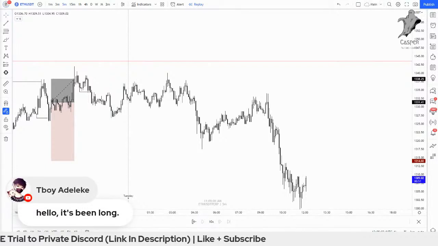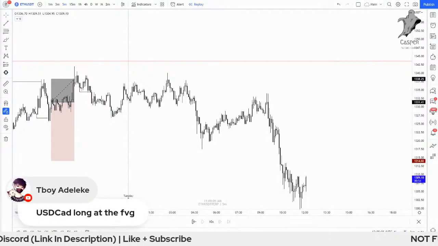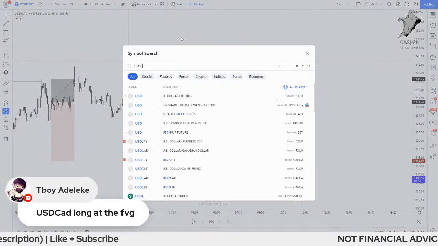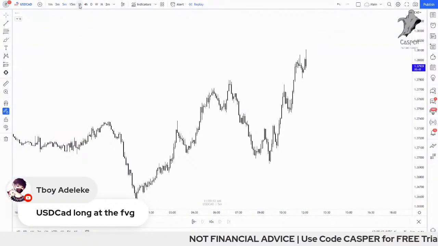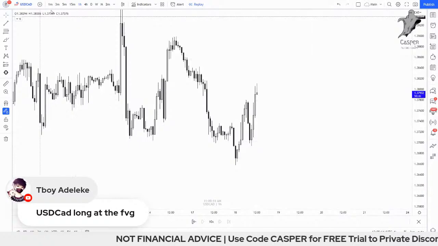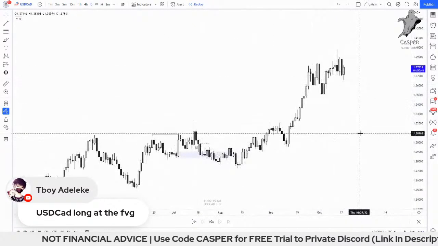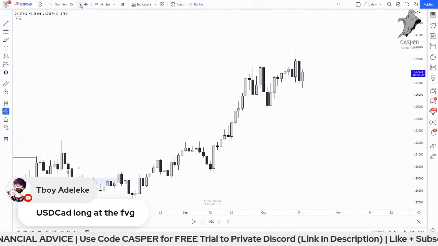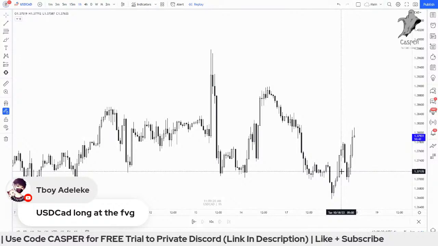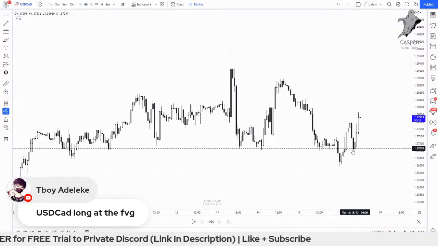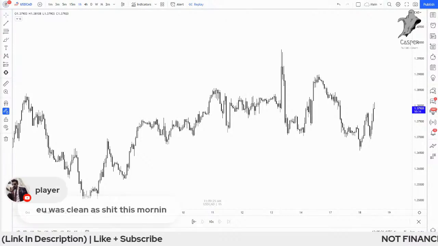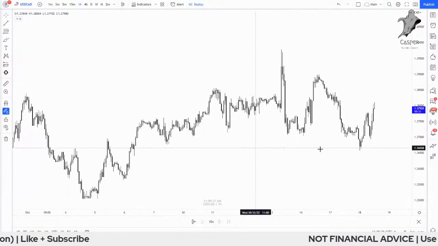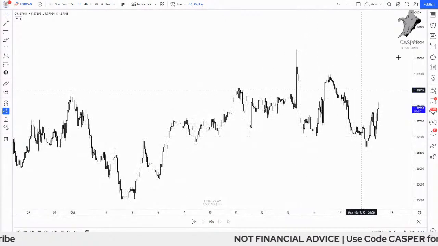What's up, Adalik? I haven't seen you in here in a minute. USDCAD long at the fair value gap. Give me a time frame. One hour, I get, or no, there's not really a gap there. And there kind of is, but EU is clean. I'll look at EU in a second.